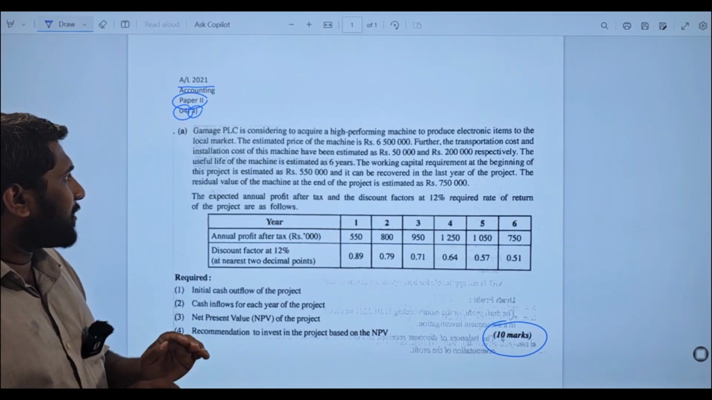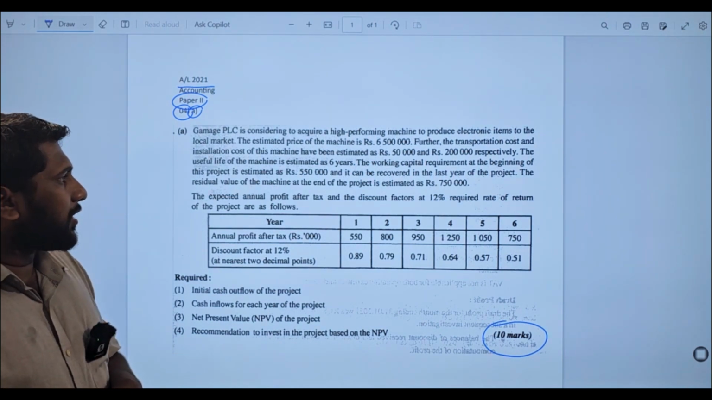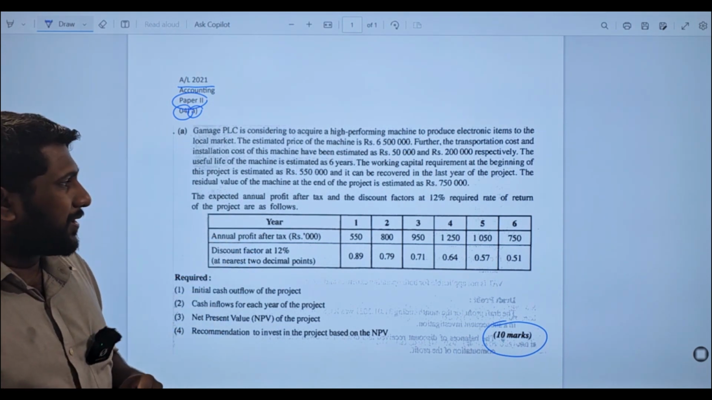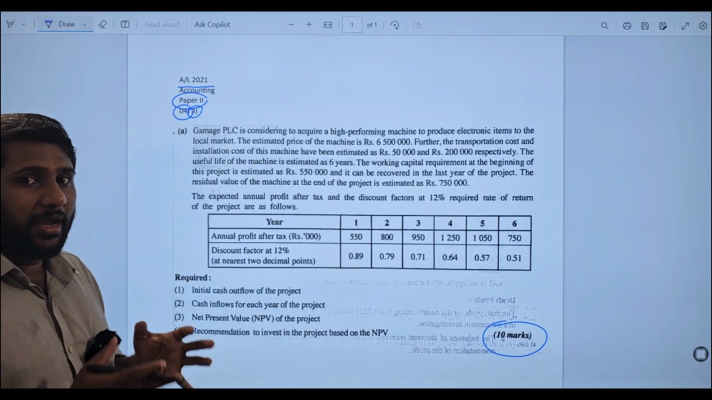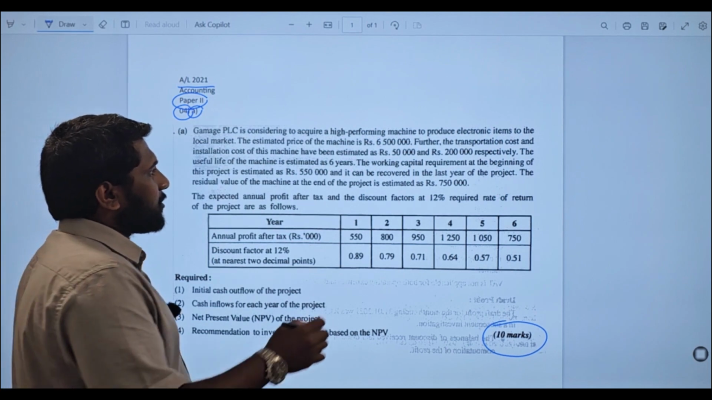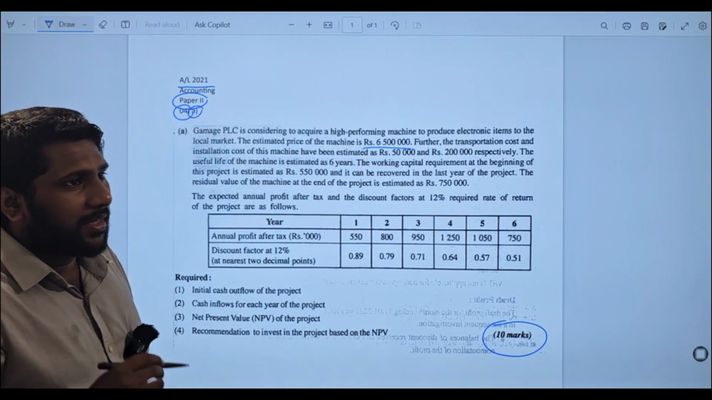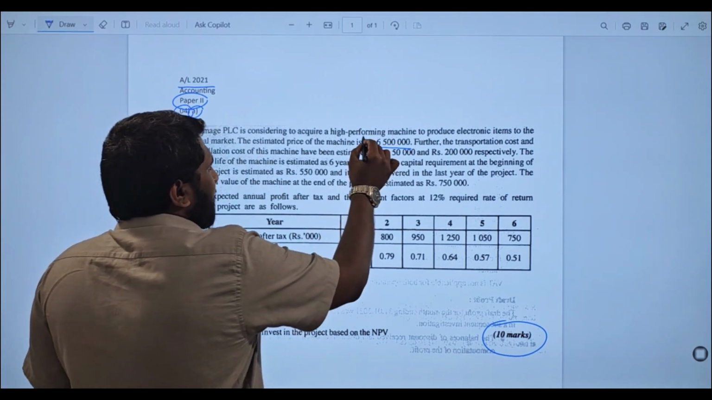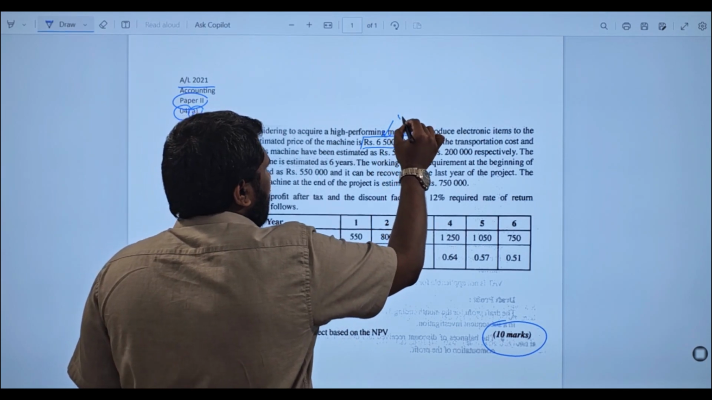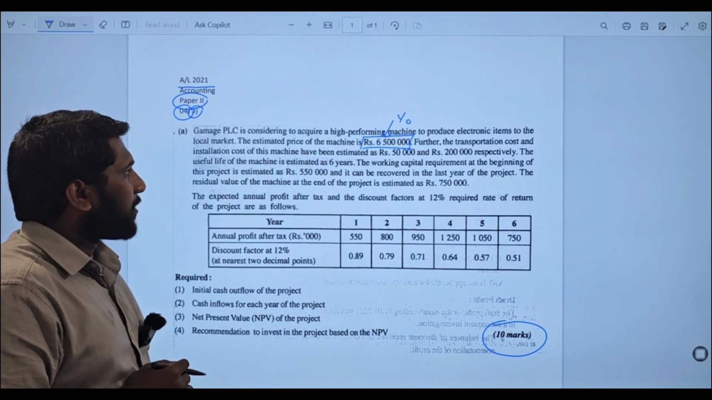Gamage PLC is considering acquiring a high performing machine to produce electronic items for the local market. So this Gamage PLC is going to purchase a machine to produce some electronic items for the local market. The estimated price of the machine is 6.5 million. So they have given the purchase cost, 6.5 million. What you have to understand is that this is an amount we have to spend if we are purchasing the machine. So this is a cash flow which is going to happen in year 0, that means today, in the present.